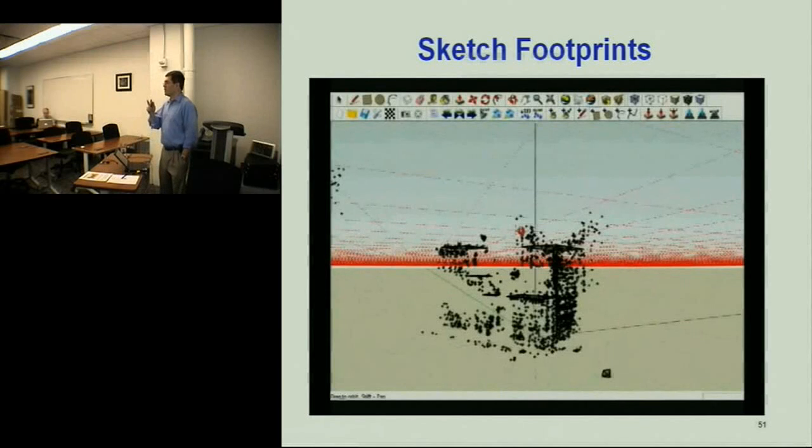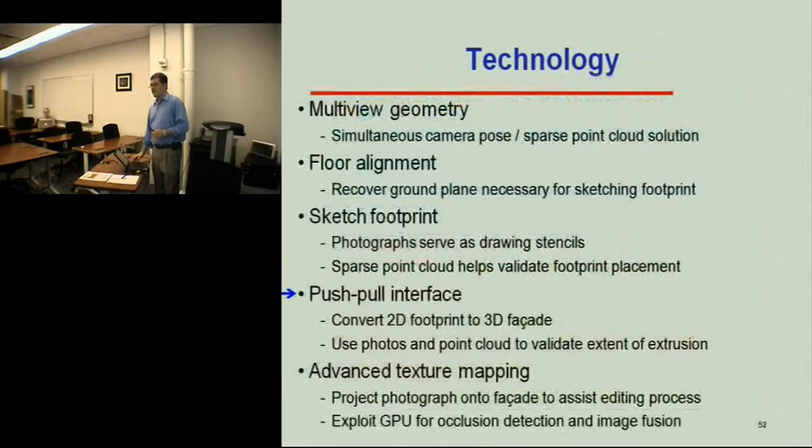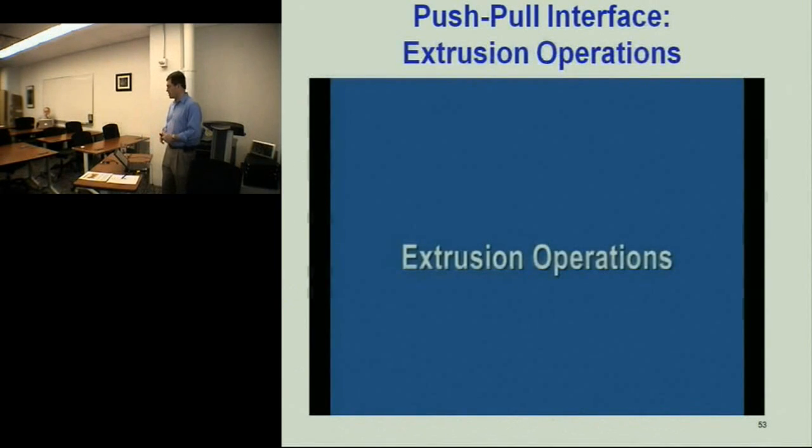So there you get a feeling for how sparse that point cloud is, but nevertheless it is helpful for snapping the points there that allow us to constrain the drawing to a plane on the rooftops. So the next step is push-pull interface. This is familiar with all SketchUp users. So we have extrusion operations that we'll talk about first.